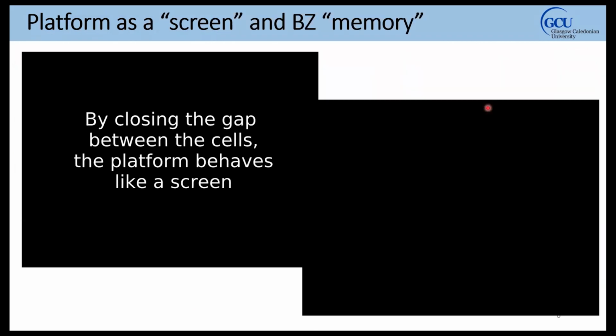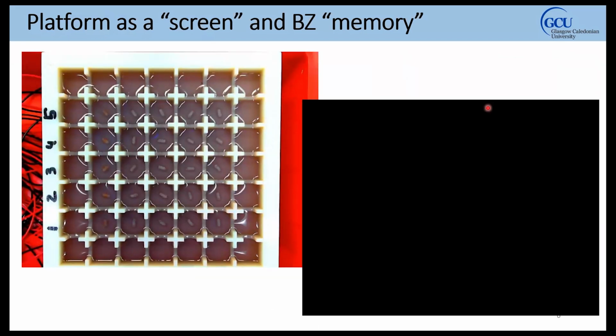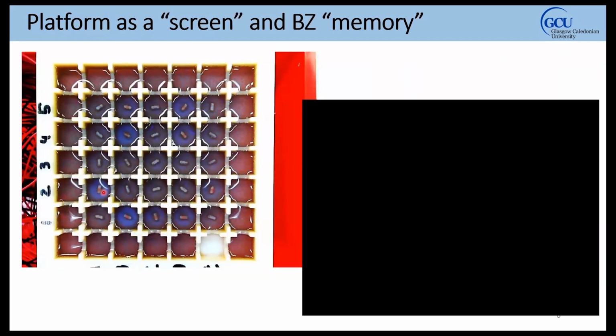So once we printed the 5 by 5 arena, which was 3D printed, where the cells are not connected between them, so we have physical boundaries between them, you can see how the platform behaves like a sort of screen where only the cells that are stirring are going to oscillate. So I'm going to play that video again if I can, because it was very fast.